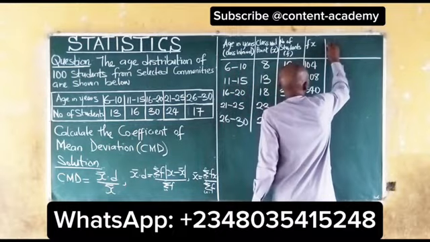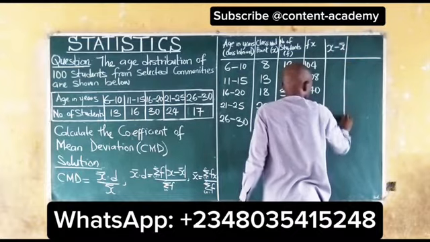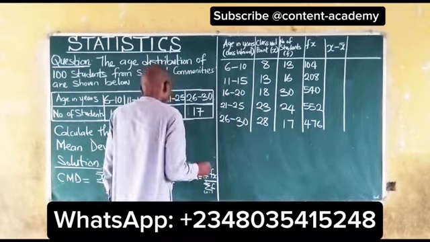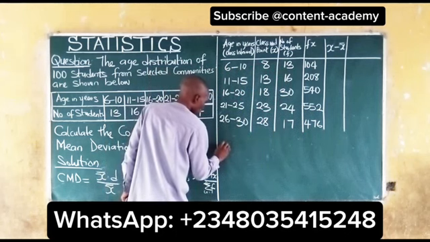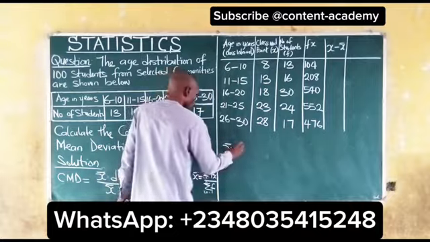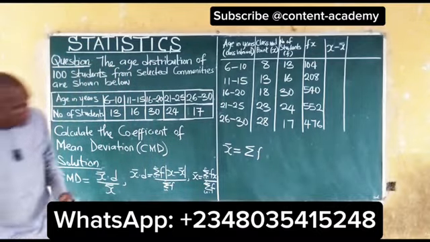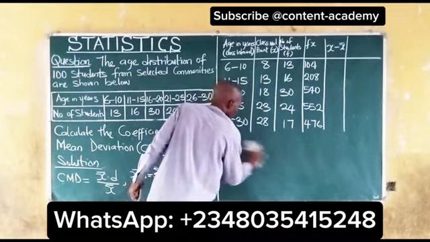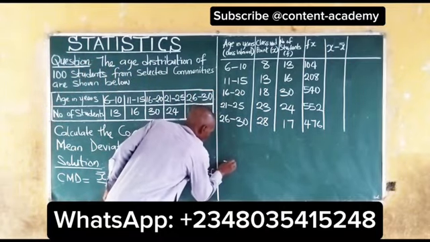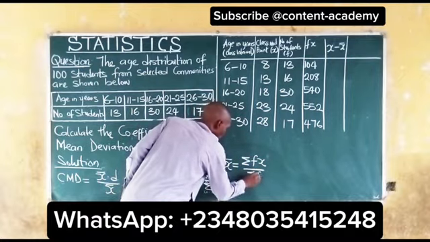X minus x bar. So what is our x bar? We don't know. Our x bar is the mean. So we'll first find our mean, which is x bar, equal to summation of f of x all over summation of f.